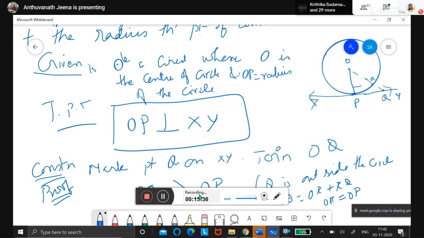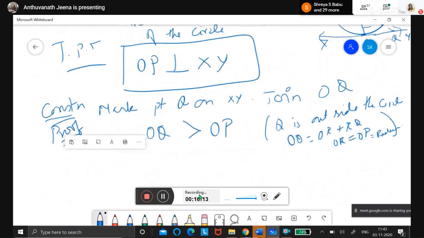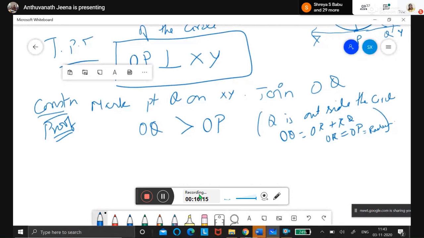So OR is nothing but OP. Why is OR nothing but OP? Radii are equal, ma'am. You draw a radius anywhere, children, you will get the same measurement. And only then it is called a circle. Radius means constant distance, it never changes. So OP should be equal to OR because all are radii. You need to write this reason correctly. So why is OQ bigger than OP? Q is outside and OQ is OR plus RQ. OR and OP are radii of the circle. That is why.